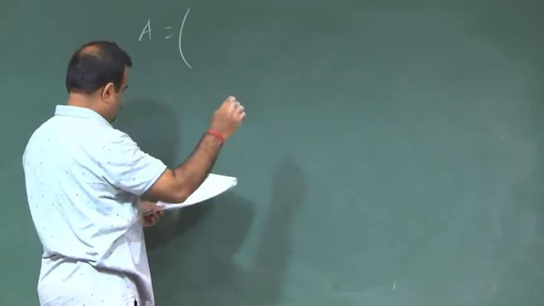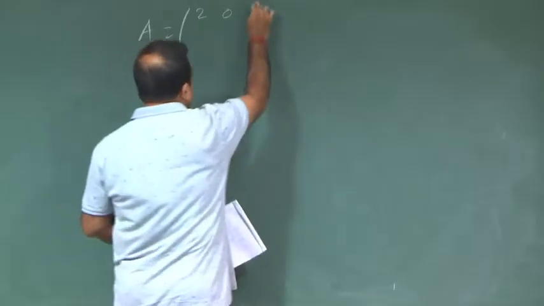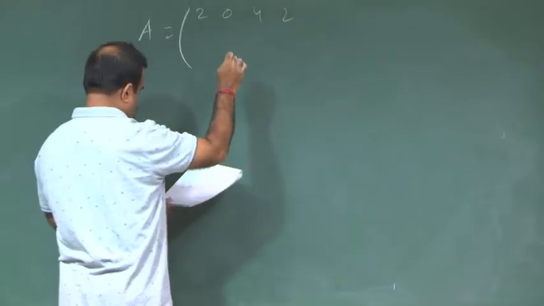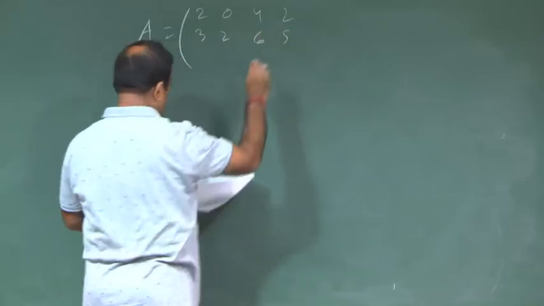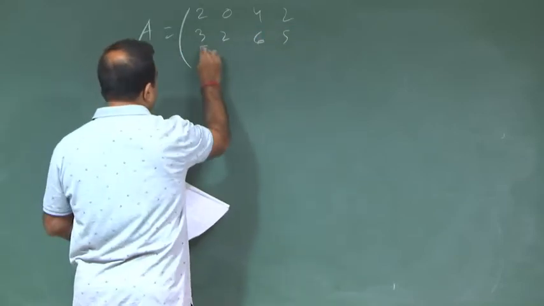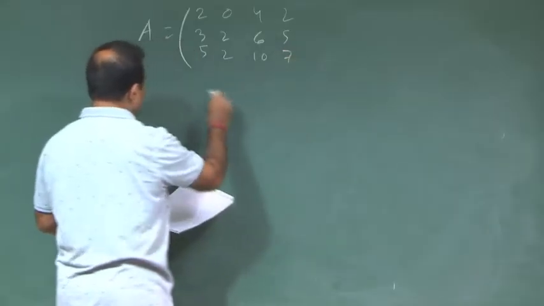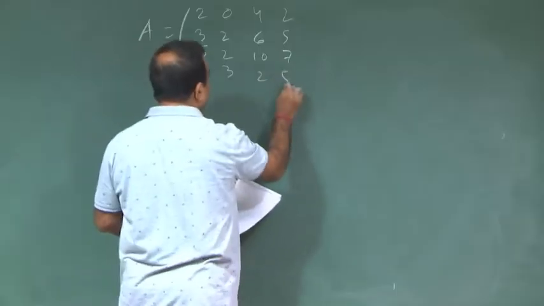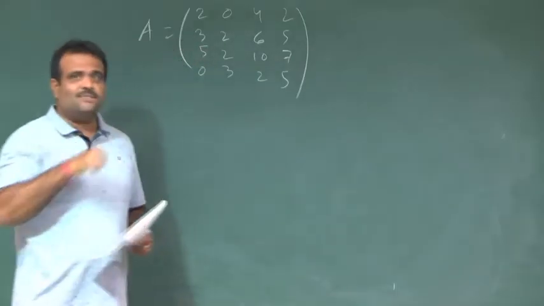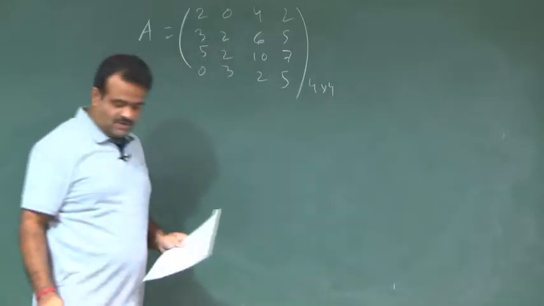Suppose we have a 4 by 4 matrix: 2 0 4 2, 3 2 6 5, 5 2 10 7, 0 3 2 5. Suppose we are given this matrix and asked to find its rank.